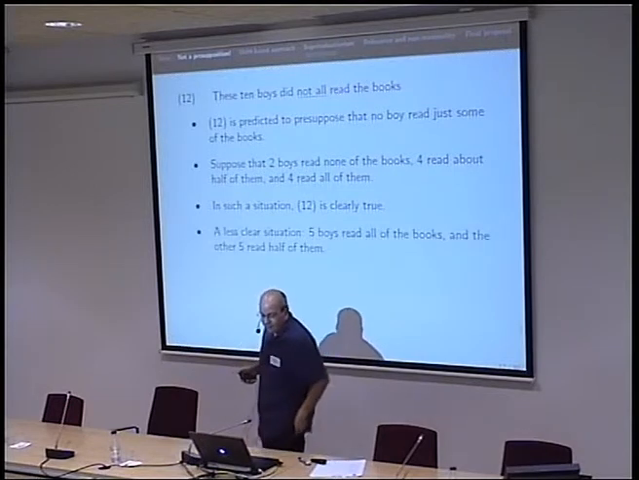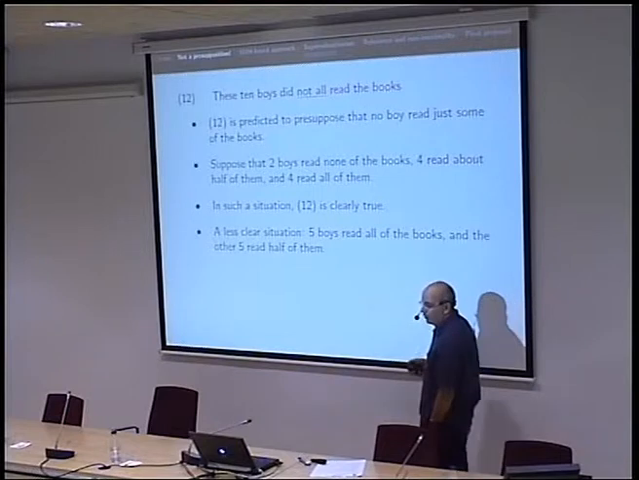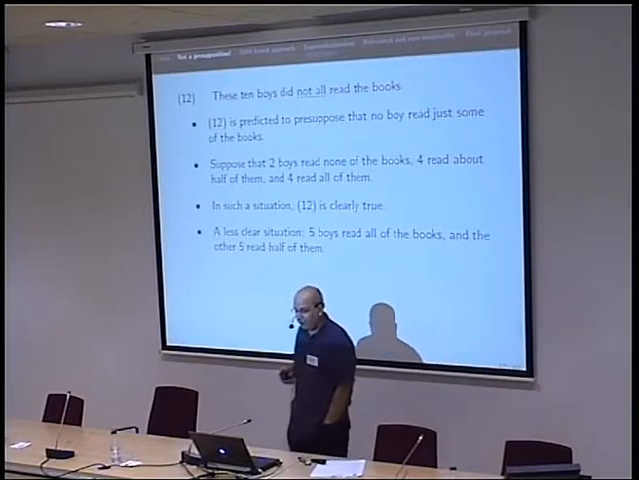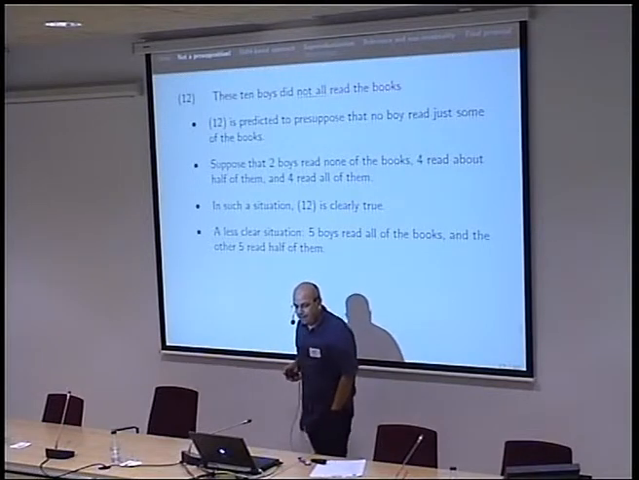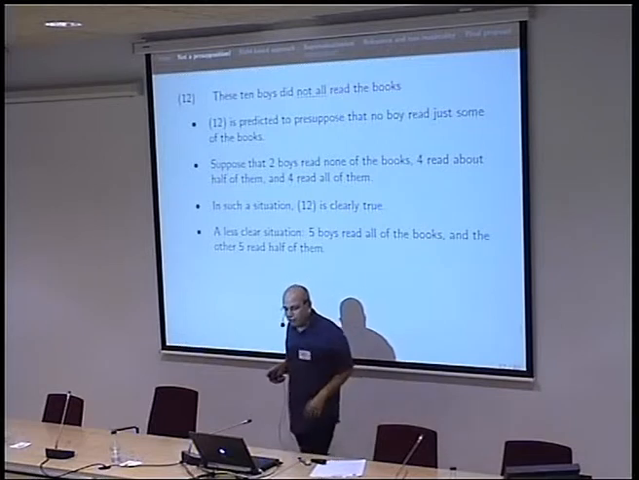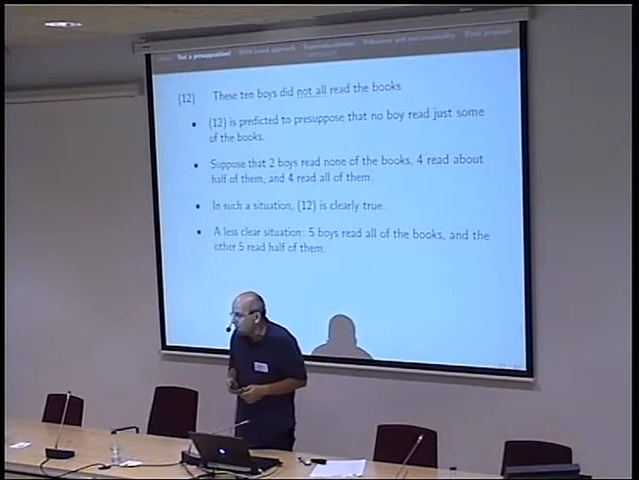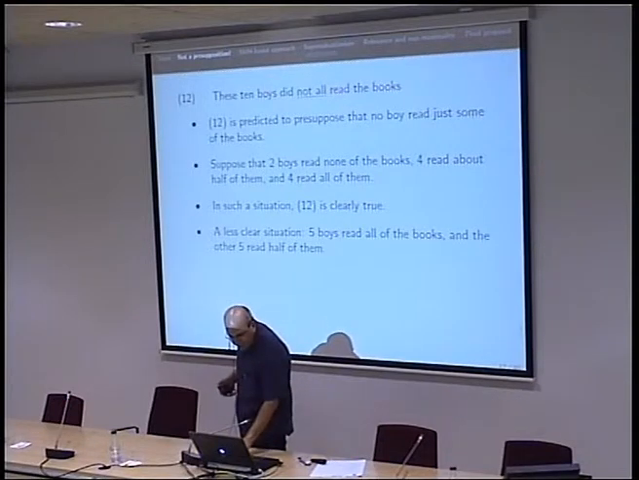A less clear case is this one, and that will prove relevant. Suppose 5 boys read all of the books, and the other 5 read half of them. Then, for 12, I think the truth-conditional status is less clear. Of course, I'm relying on introspective judgments. We could maybe test that by more controlled methods, but that's my first characterization of the data.